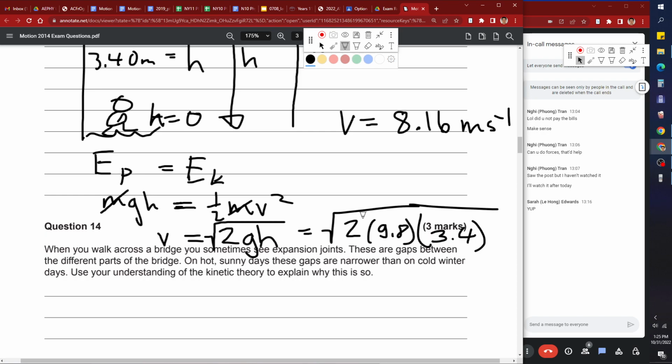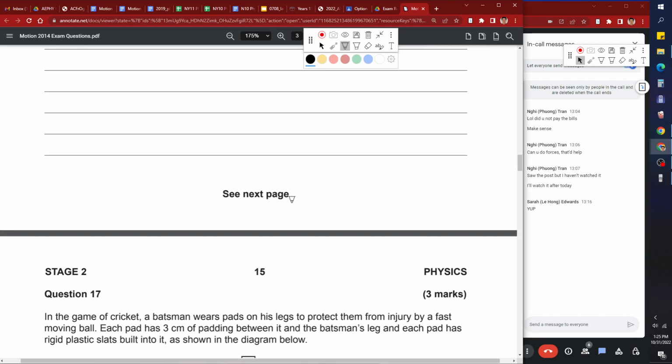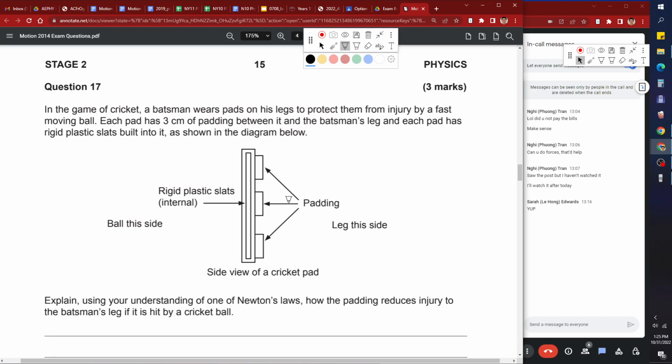Okay, let's just double check my checklist here. Question 15, I believe, is the next one. No, 17. Keep reading it wrong. Oh, there it is. Okay, so this one's about Newton's laws of physics. And we should know all three, yeah?